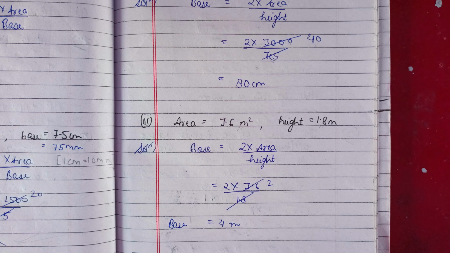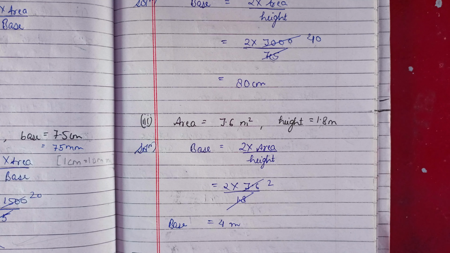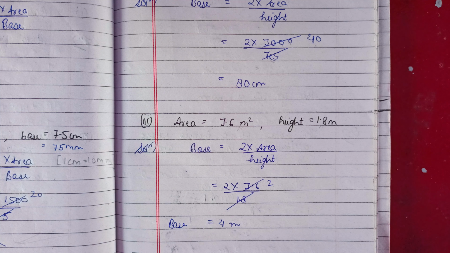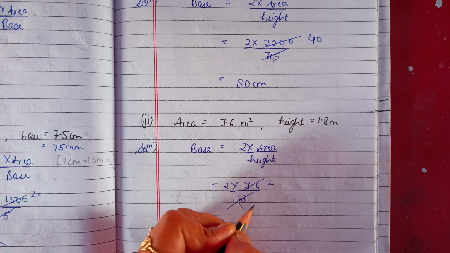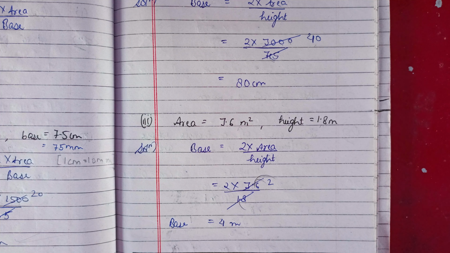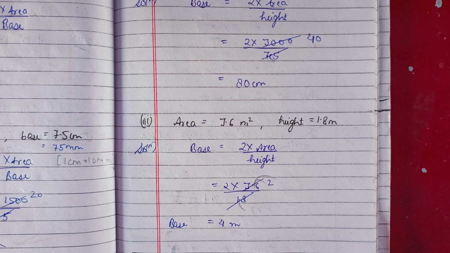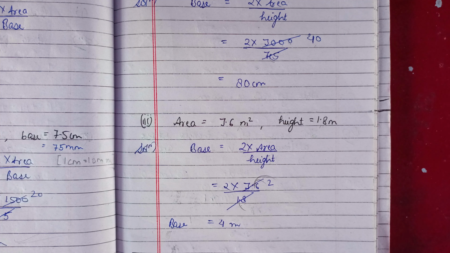Area is 3.6 meter whole square and height is 1.8 meter. Now for the base we know the formula is 2 into area upon height. In place of area we will write 3.6, in place of height we will write 1.8. Now if you remove the decimal we will get 36 and 18. Now 18 and 36 we have simplified, we are getting 2 into 2 is 4 meter. This is the answer for the base.